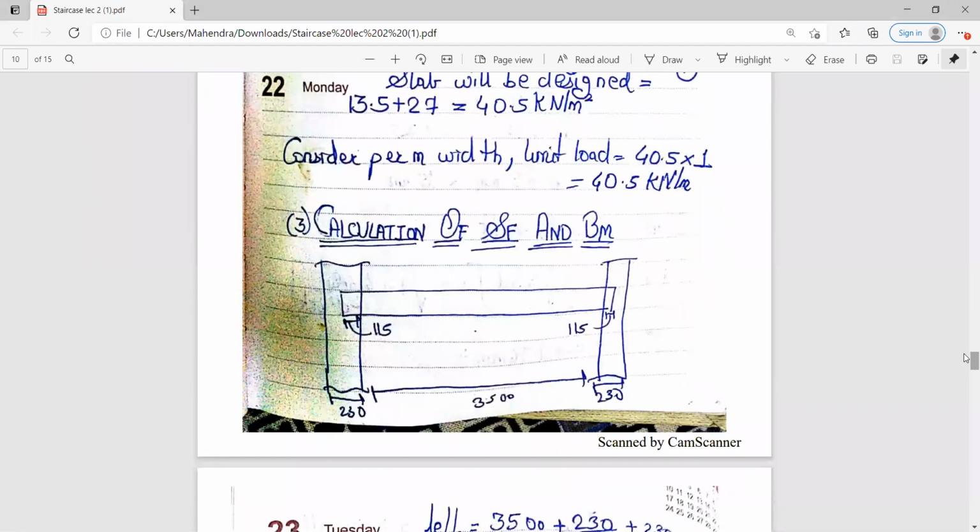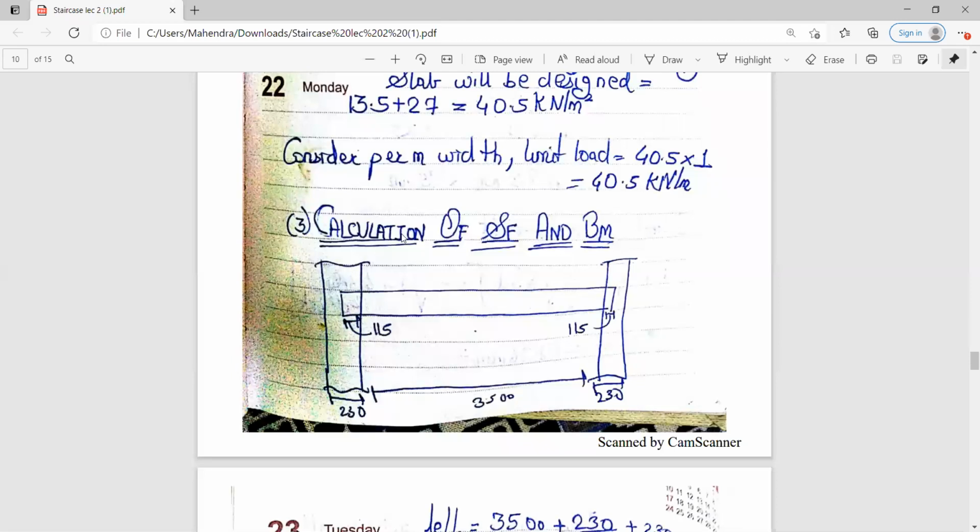Then considering per meter width, 40.5 into 1, you will get 40.5 kilonewton per meter when you are going to consider per meter width for this particular load. Then calculation for shear force and bending moment. As you can see, we have drawn this cross section. So this is nothing but the size of your room, that is 3500, and 230 is the thickness of the wall that you have drawn over here. And here, that is the column. So this 230 divided by 2 is 115.